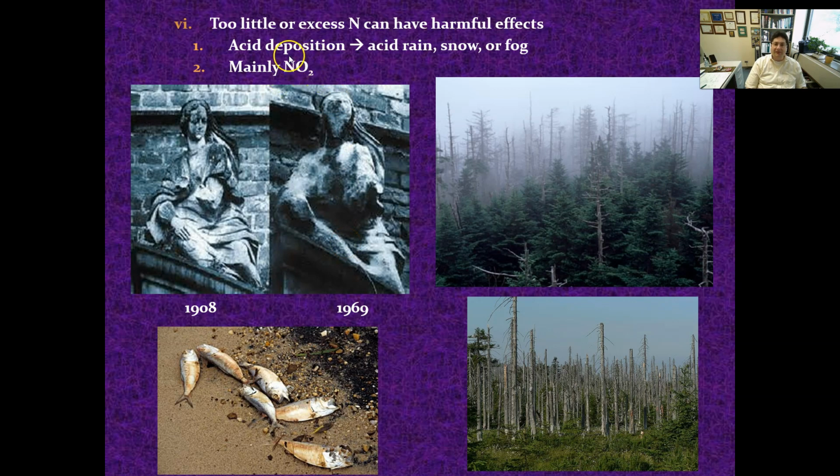NO2 is primarily an industrial pollutant. You can see that it comes out of smokestacks and so on. So too little or too much nitrogen can have harmful effects. Now, what about oxygen, our next key nutrient here?